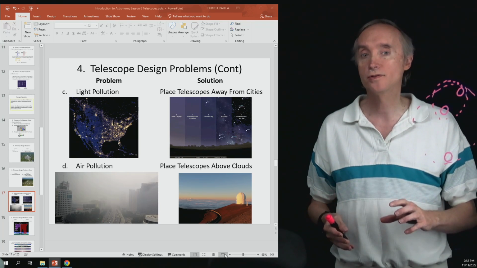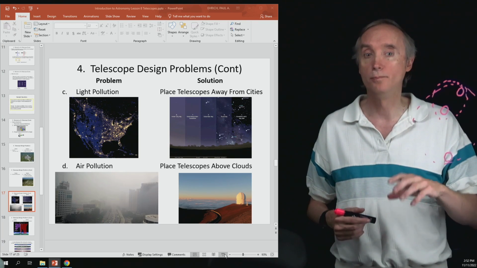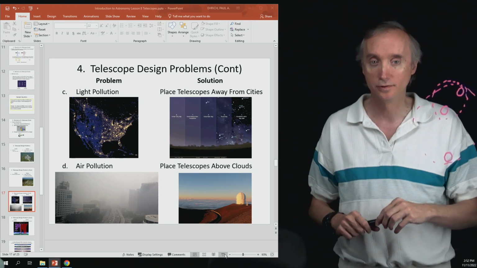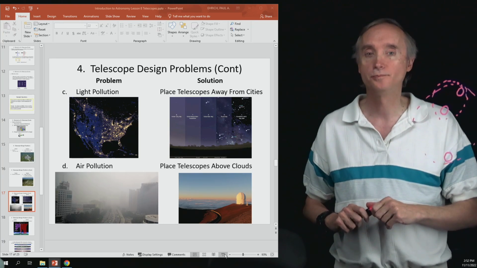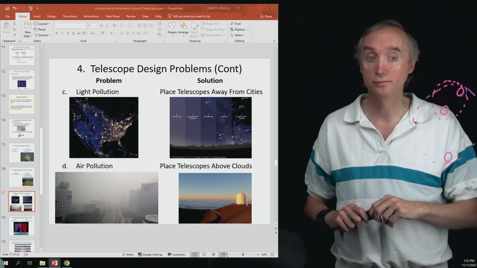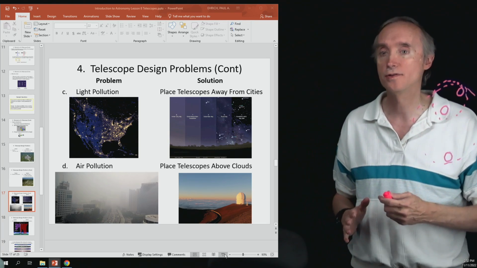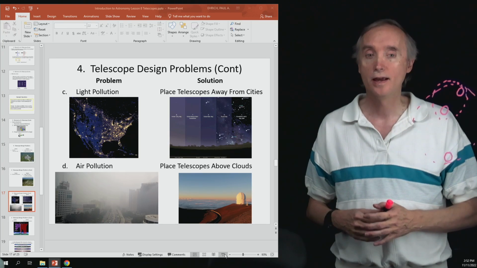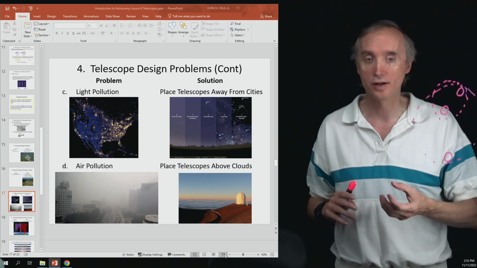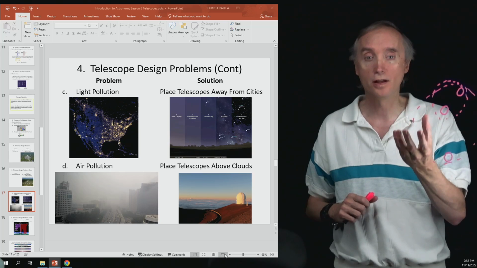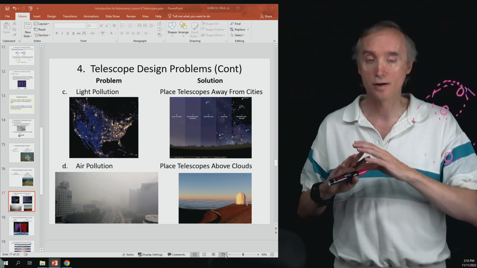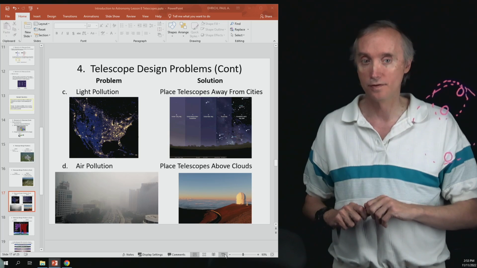So what do we do? We take our telescopes, we move them above the clouds. So that second picture there, where do you think that is? That's in Hawaii. So they actually took a telescope and mounted it basically on top of one of the volcanoes. And they're dormant volcanoes. It's above the clouds so that when they look up at the sky, they see a very, very clear view of the sky.